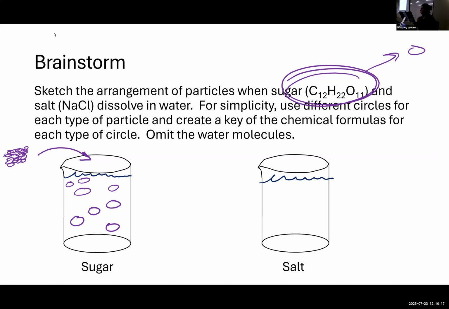Salt's a little different because salt is an ionic compound. So when it hits a liquid like water, it breaks up into all of its individual ions. So for salt, I would have to say Na plus and Cl minus. So I'll just do different circles to represent the different charges. But just know if you see a blue circle, it's a sodium, and if it's a green circle, it's a chloride.